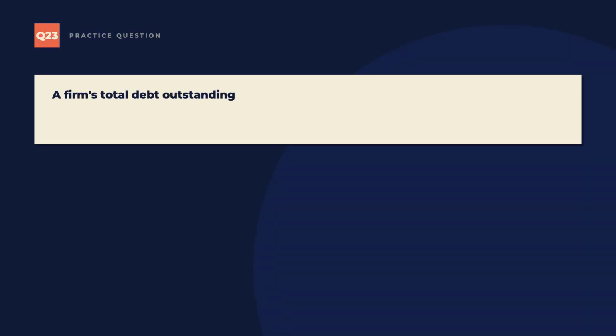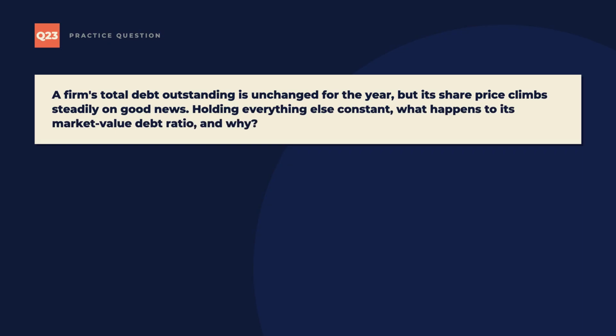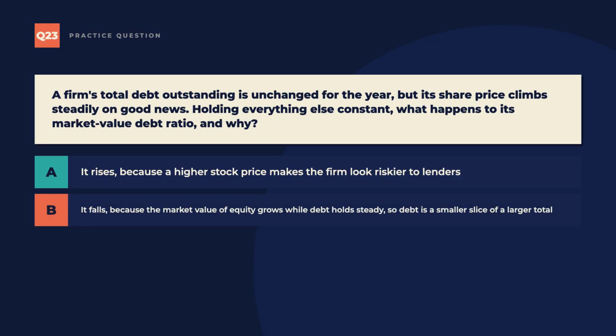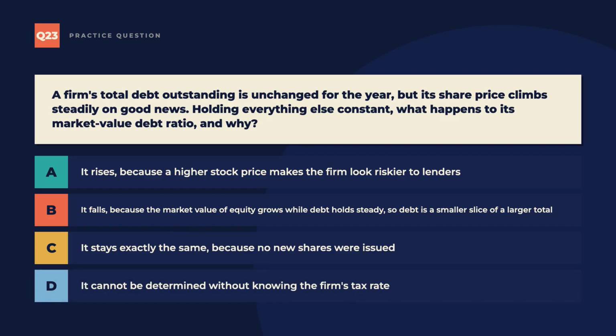Question 23. A firm's total debt outstanding is unchanged for the year, but its share price climbs steadily on good news. Holding everything else constant, what happens to its market value debt ratio and why? Your options are: A. It rises because a higher stock price makes the firm look riskier to lenders. B. It falls because the market value of equity grows while debt holds steady, so debt is a smaller slice of a larger total. C. It stays exactly the same because no new shares were issued. D. It cannot be determined without knowing the firm's tax rate. Don't overthink it, which one feels right?